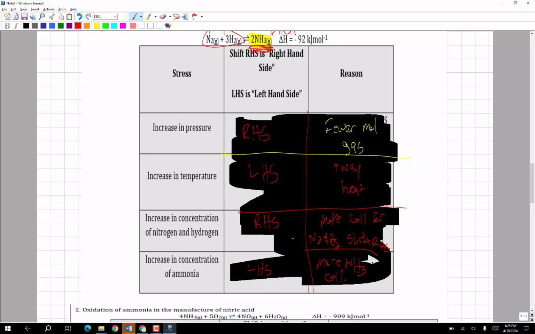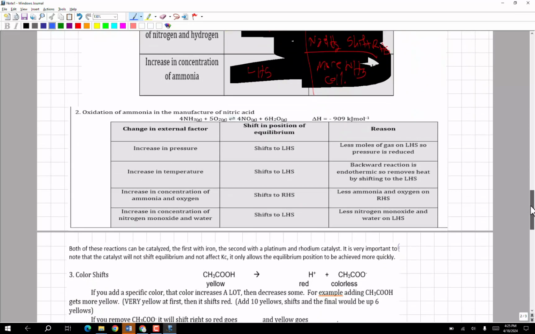Okay? Now, I just want to point out, my reasons that are written underneath here are poor. Okay? The answers that I wrote in red and yellow are wonderful.